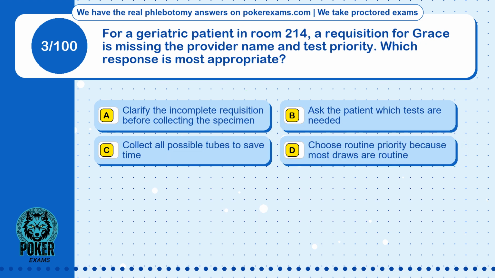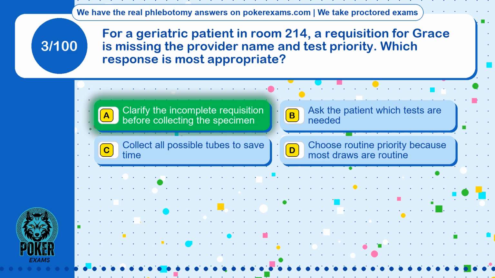Question 3. For a geriatric patient in room 214, a requisition for Grace is missing the provider name and test priority. Which response is most appropriate? Option A. Clarify the incomplete requisition before collecting the specimen. Option B. Ask the patient which tests are needed. Option C. Collect all possible tubes to save time. Option D. Choose routine priority because most draws are routine.